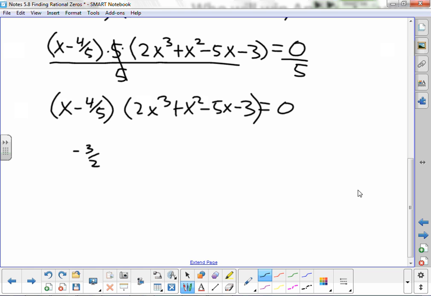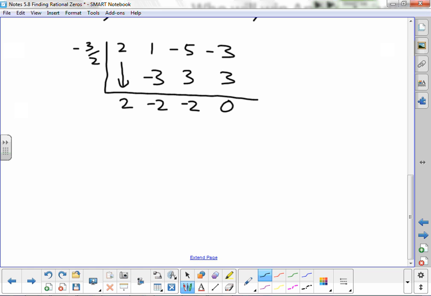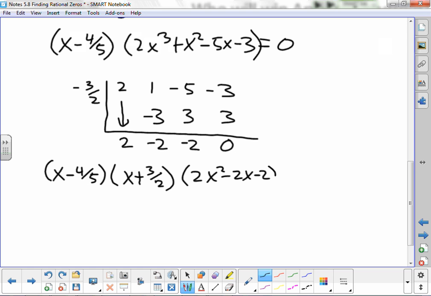So -3/2 with 2, 1, -5, -3. So 2, that's going to be a -3, -2, -1, so 3, -2, so +3, and a 0. All right, so now what we have is x minus 4/5, x plus 3/2, and a 2x squared minus 2x minus 2 equals 0. We now have a quadratic. We can now start solving.